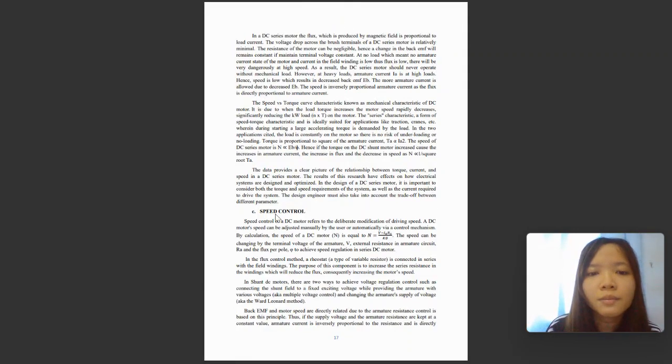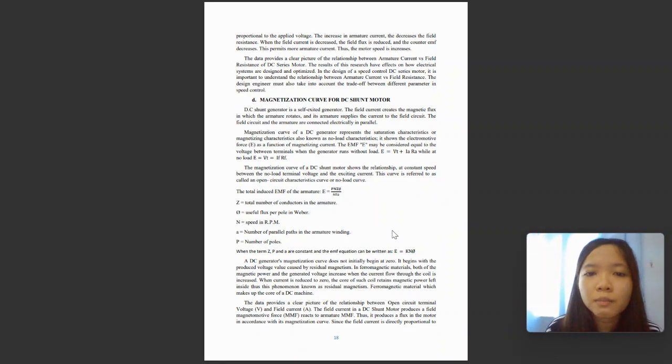The next one, the speed control. As we know, the speed control of a DC motor refers to the deliberate modification of driving speed. A DC motor's speed can be adjusted manually by the user or automatically via a control system.